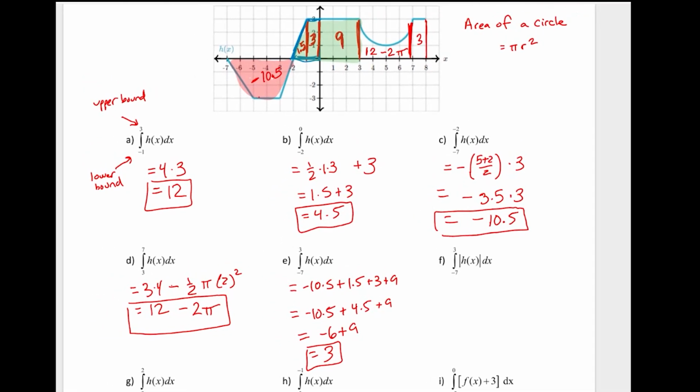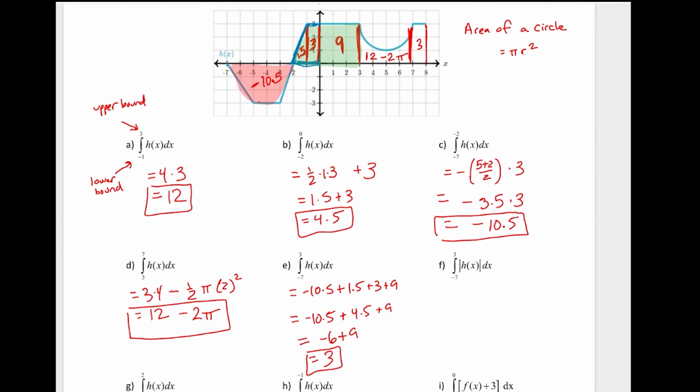Now, if you ever see absolute value bars around the function, just remember that the absolute value of any number is just going to force it to be positive. So if you're trying to find the value of a definite integral that has absolute value bars around the function, then you're just going to treat all of the area as though it's positive.